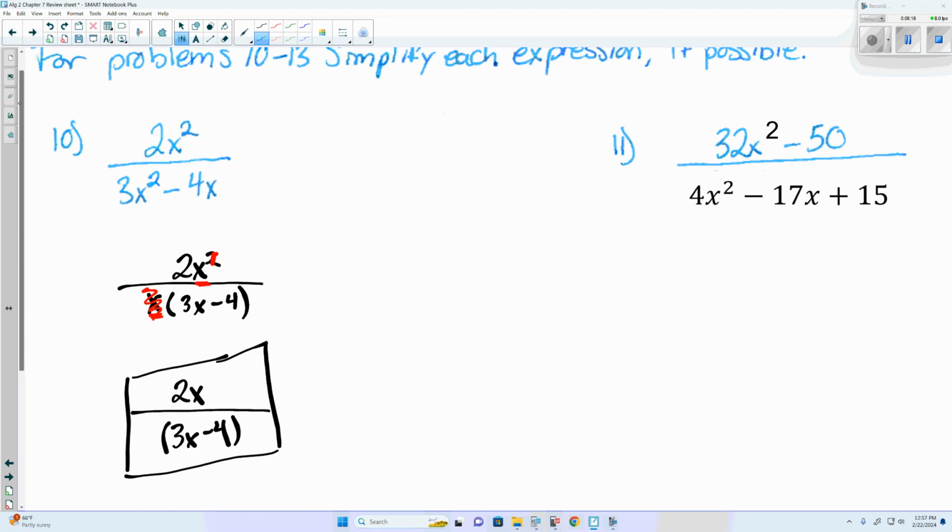Questions on number 10? We ready for number 11?